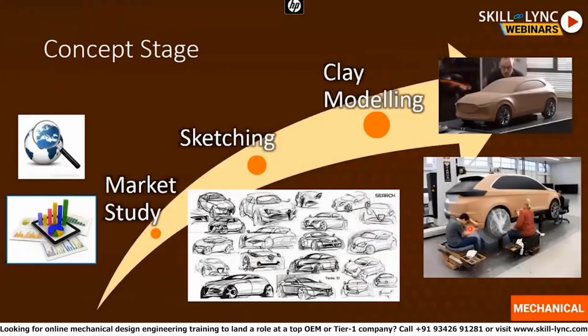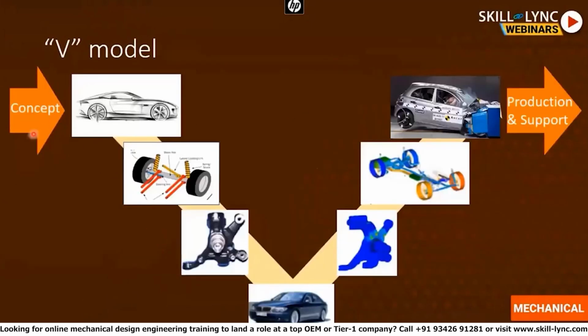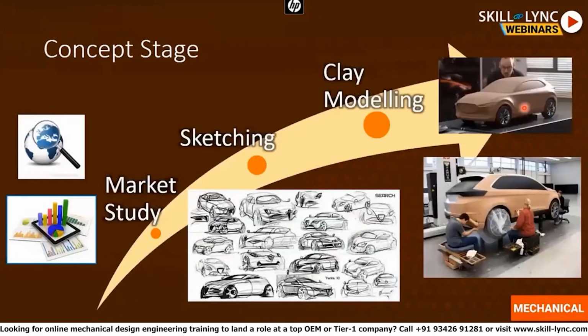Now coming to the different steps of the automobile development, as you see, we have the concept, we have the design and development, that is the V model, and finally the production stage. So we will see these three stages individually from the coming slides. First, about the concept stage. Concept stage for an automobile broadly has three different phases. There may be many minute phases in between, but broadly it has three major phases.